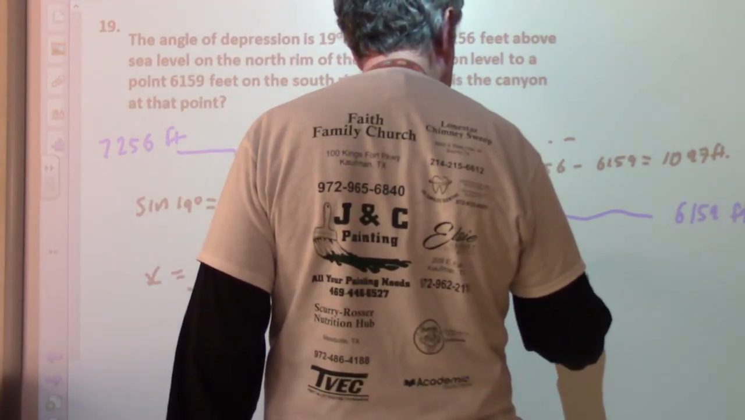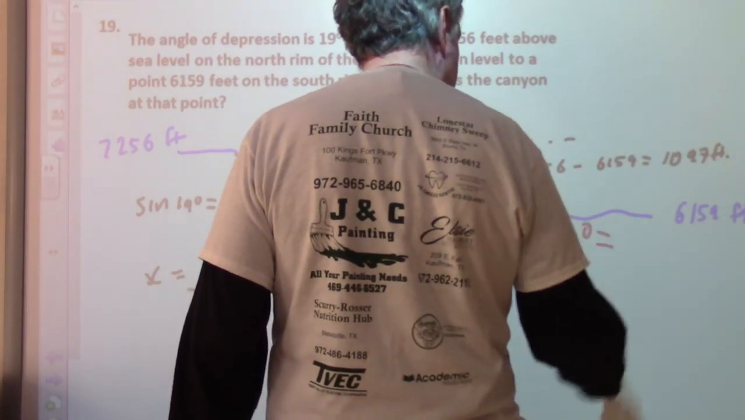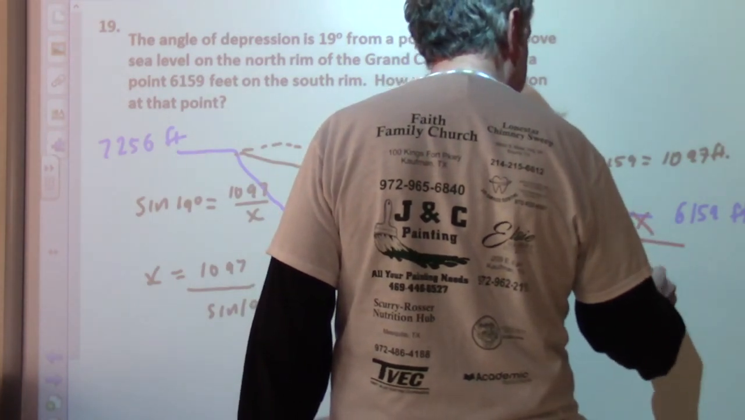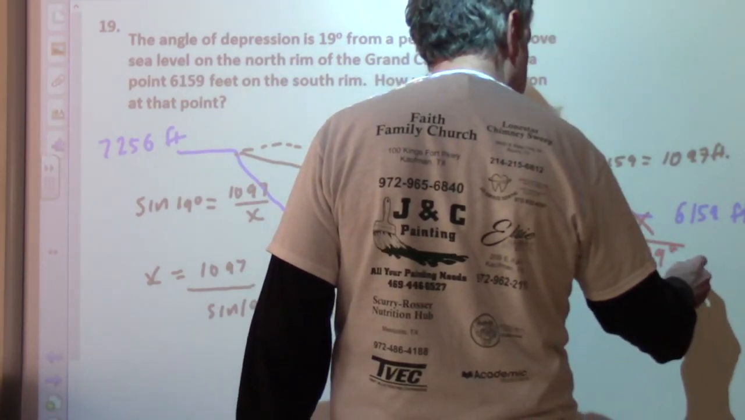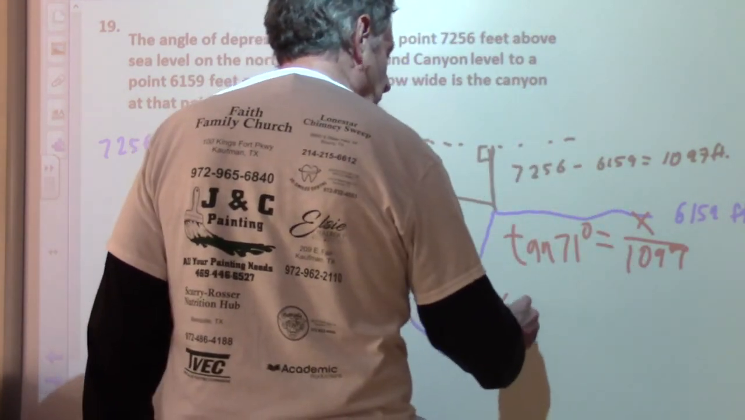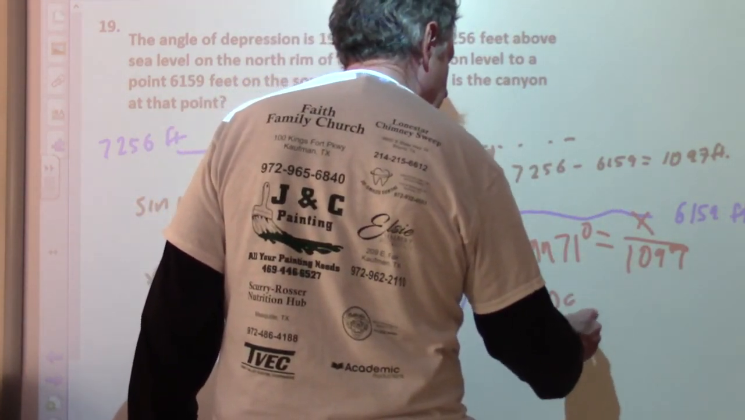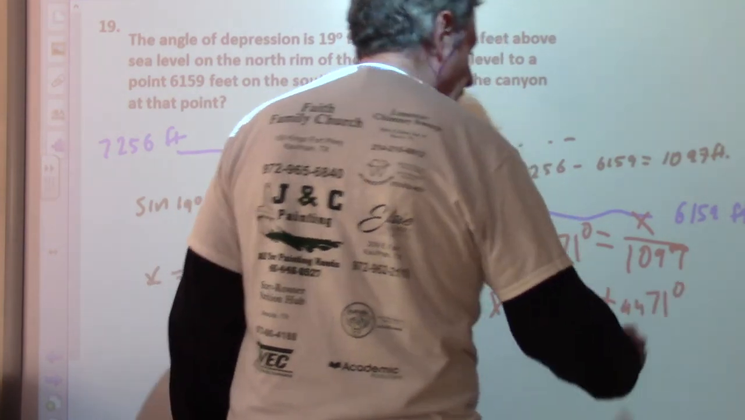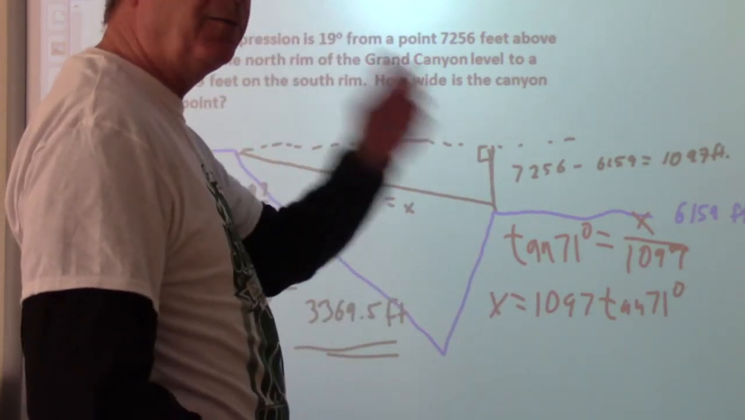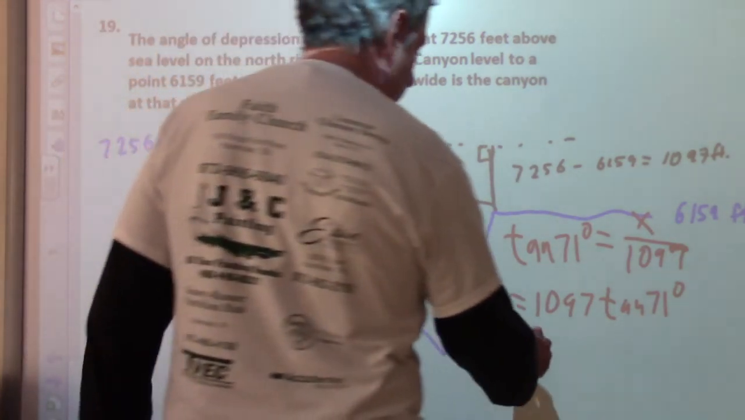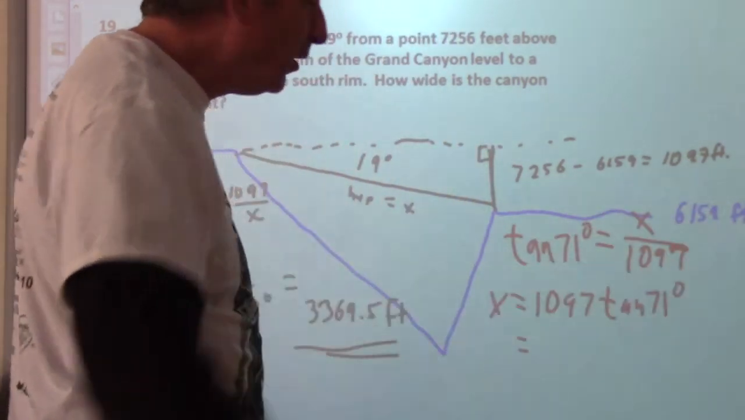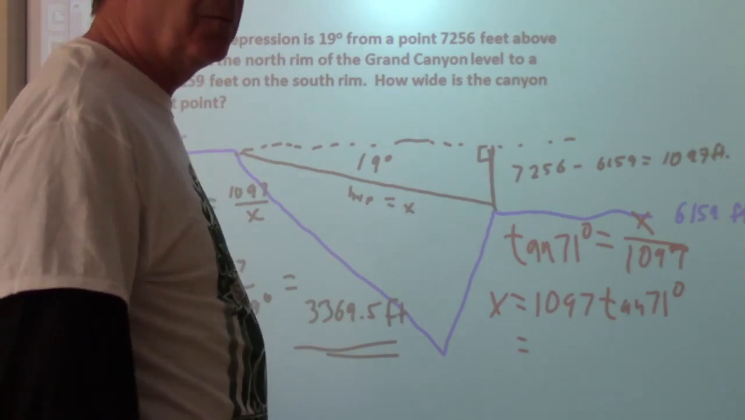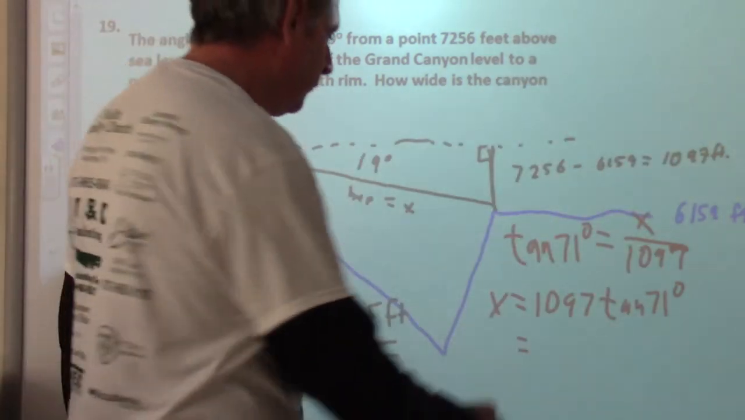Tangent 71 degrees equals x over 1097. And so x is equal to 1097 times tangent 71 degrees. That's what we're gonna get, right? Somebody have that in their calculator? 1097 times tangent 71 degrees, what is that? 3,100, you say?